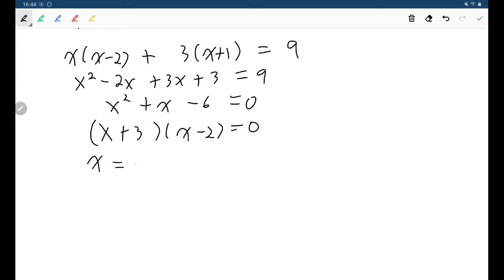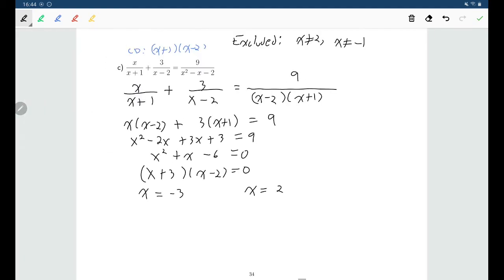And we have x being negative 3 and x being positive 2. And this is where we go back and remind ourselves that 2 was one of our excluded values, so that means that we'll need to reject that solution. It's excluded. So the only solution for the original equation would be negative 3.